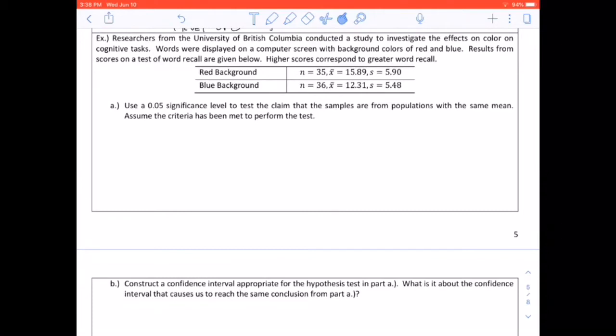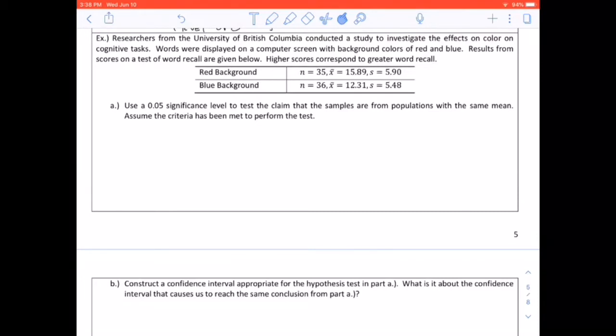So there's the red background and the blue background, and our sample size, our mean for each sample, and our standard deviation for each sample are given. Part A says to use a 0.05 significance level to test the claim that the samples are from a population with the same means. Assume that the criteria has been met to perform the test.